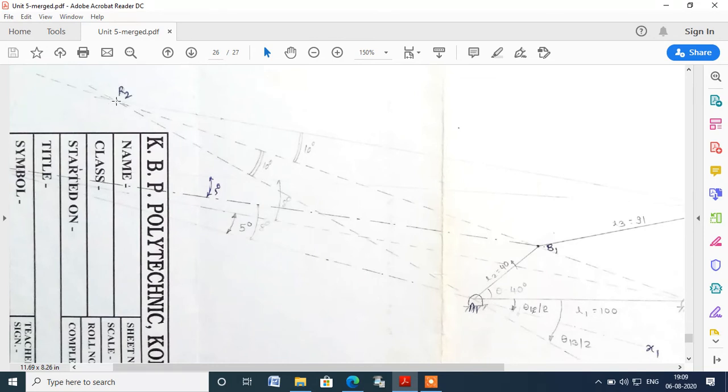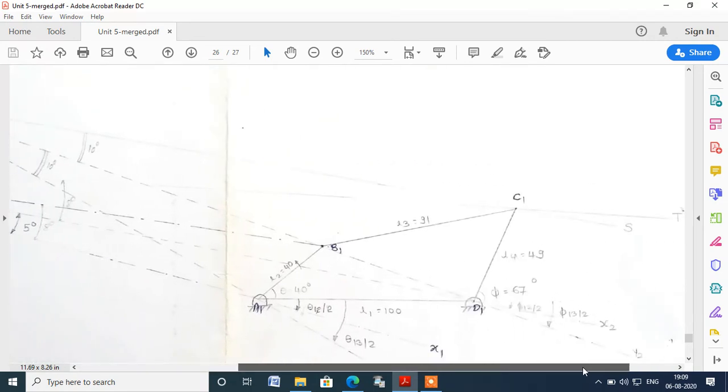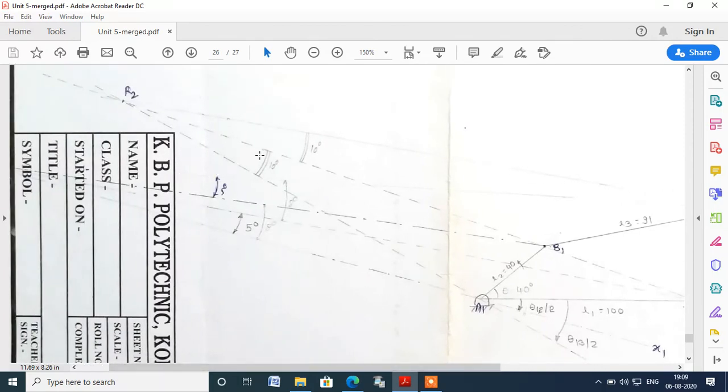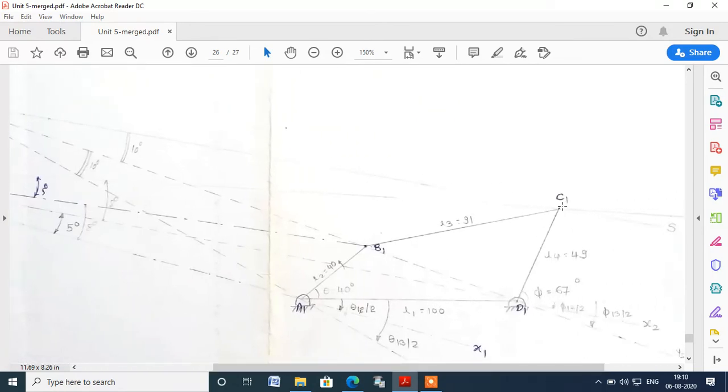Next, from r2 b1, which you already joined, measure the angle a1 r2 and y2. I think it is coming 10 degrees. So with reference to r2 b1, take that angle, 10 degrees, and draw a line. This line and the line coming from r1 meet somewhere, and that intersection point is marked as c1.